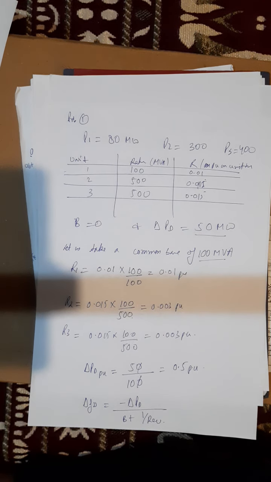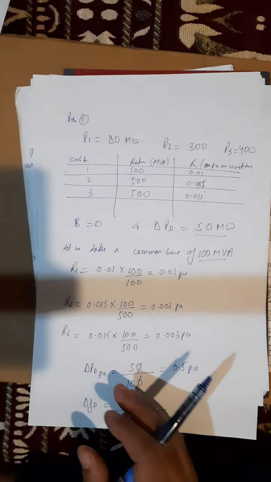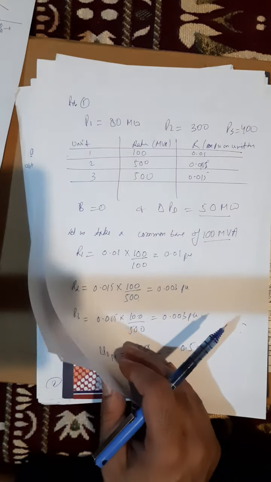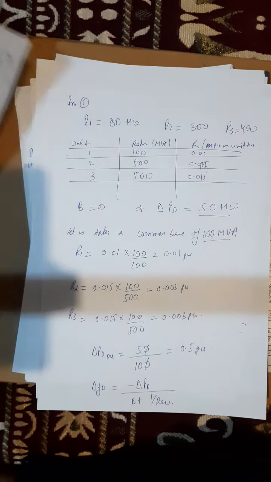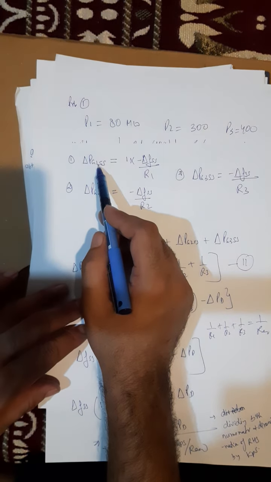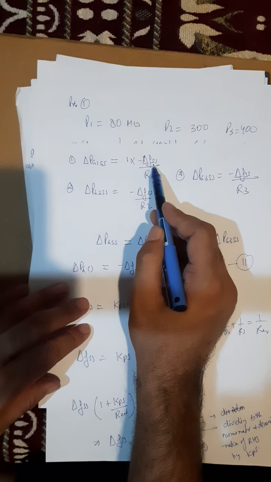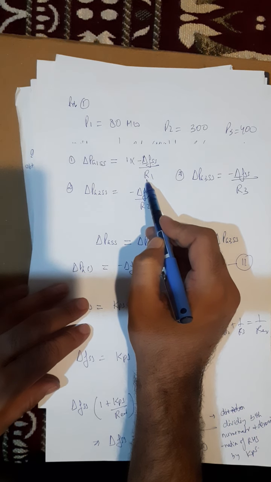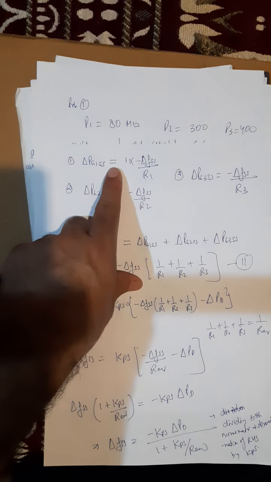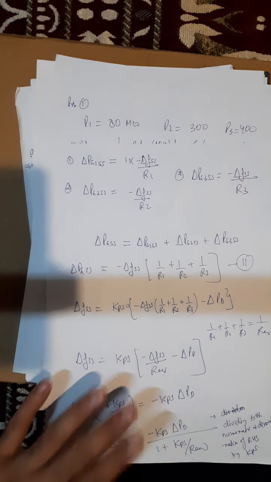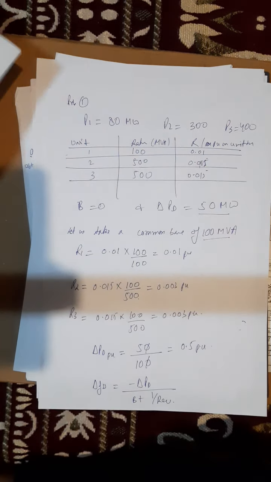Once you have calculated the frequency deviation and the new frequency, let us calculate the generations, delta Pg1, delta Pg2 and delta Pg3. For that I will again refer back to one of my sheets which I solved here. Look, what is delta Pg1? It is the change in generation, and in steady state it is nothing but the change in frequency in steady state divided by regulation. Now I will use these formulas to calculate the change in generation of unit 1, unit 2 and unit 3, and then I will calculate the new generations.